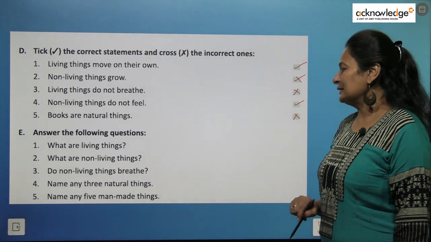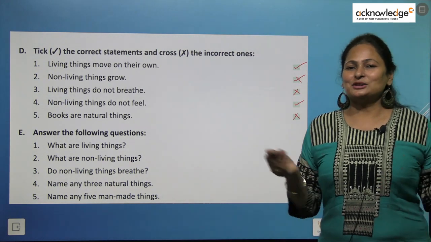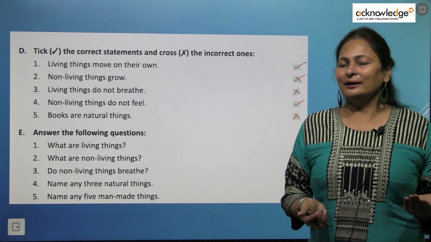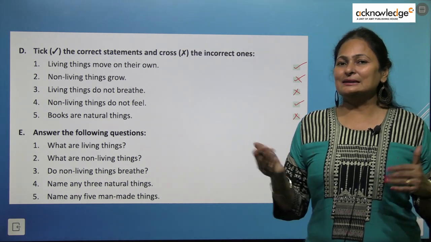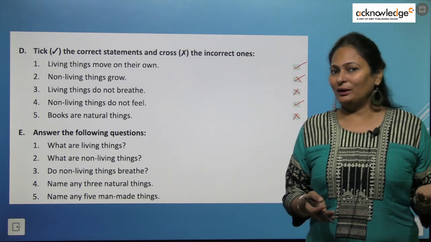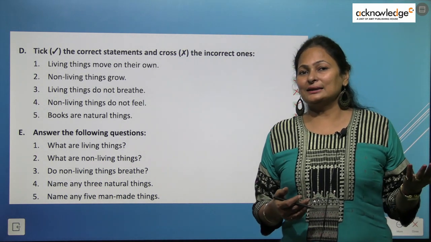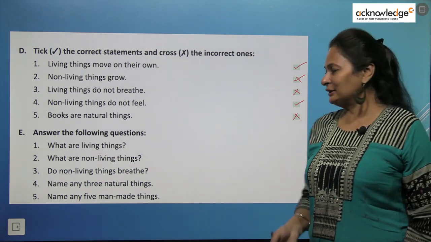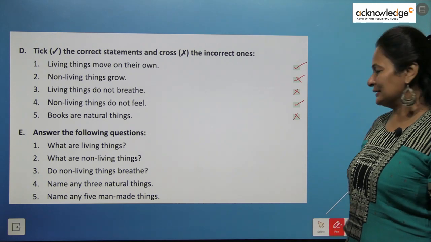Last question is name any five man-made things. Again, so many things around you that have been made by man, right? You can identify like book, pencils, erasers, water bottles, and chalks, bags, so many things. So you can write down five man-made things easily.